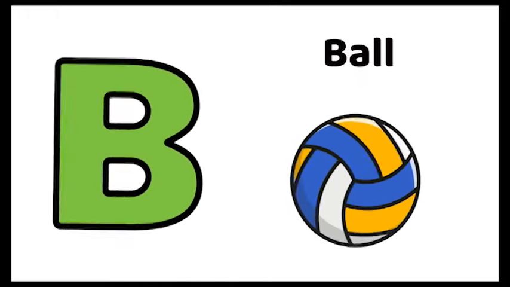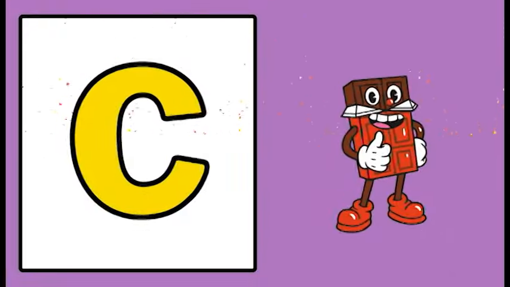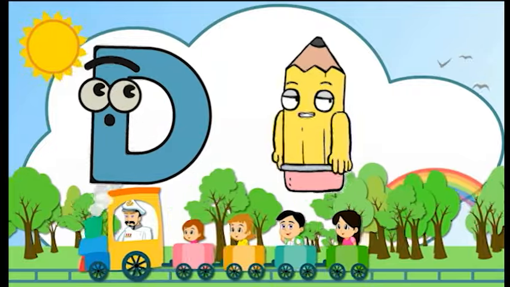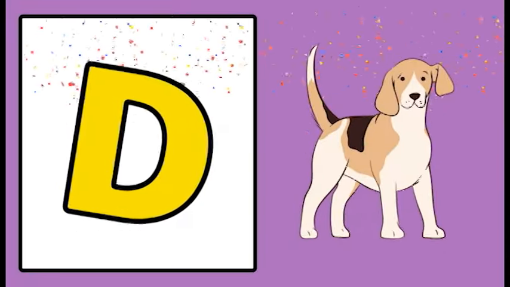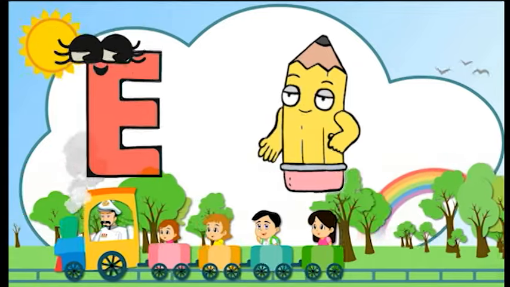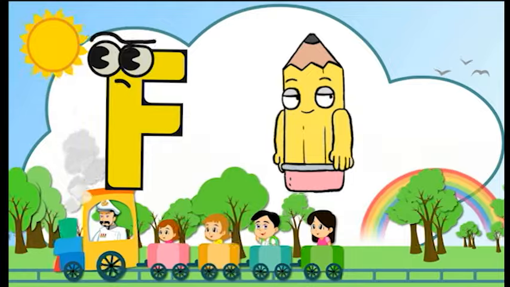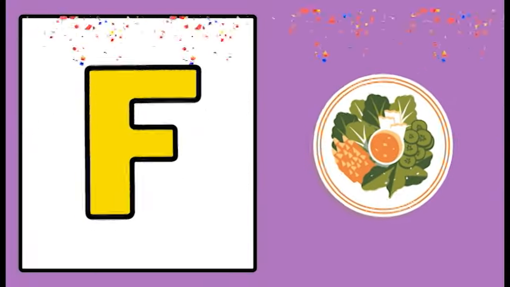Letter B. B is for ball. Letter C. C is for chocolate. Letter D. D is for dog. Letter E. E is for eggs. Letter F. F is for food.